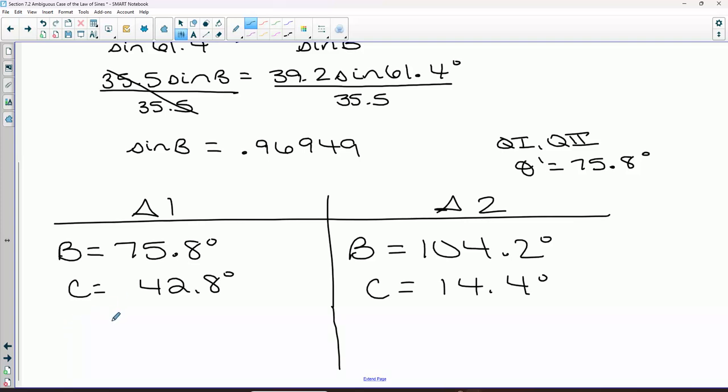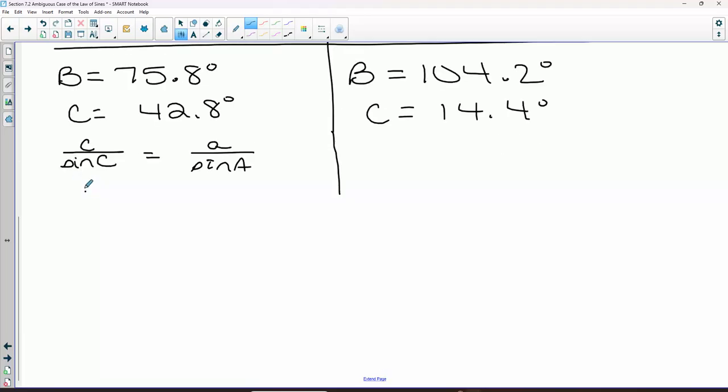To do that, we can do our law of sines again. C over sine of C equals, we could really pick either. I'll just go with A over sine A. I now know angle C was 42.8. And the problem gave me that side A was 35.5. And then angle A was 61.4. So this is like the problem from last night, right?